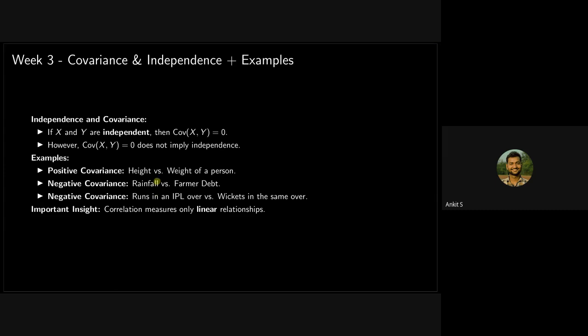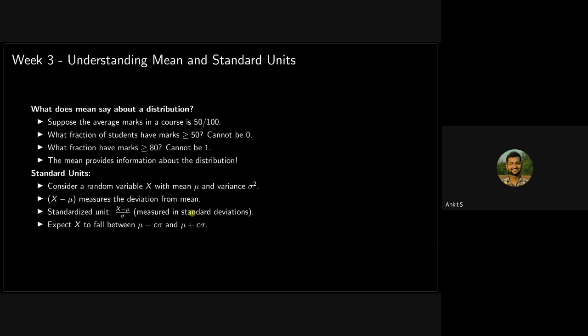Suppose if rainfall is very less, then the debt of the farmers will increase very high. Similarly for IPL, suppose four big wickets have gone in some over, it means the player would be able to score very less, right? Because it will take some time to get used to the context, the situation.